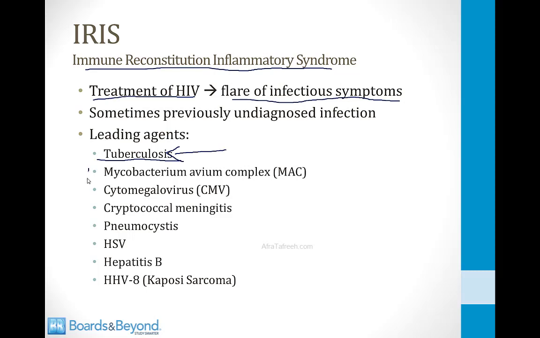The same thing can happen if people have infection with any of these agents here. So this immune reconstitution syndrome commonly happens when you start to reconstitute the immune system, and the immune system is able to mount an inflammatory response to one of these agents I've listed on the screen. And that concludes our module on HIV.